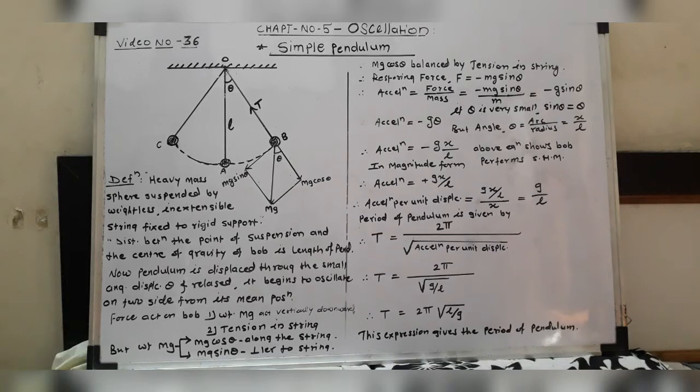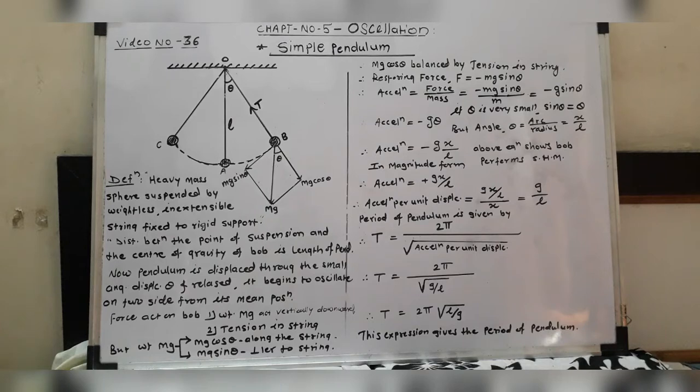The simple pendulum is defined as a heavy mass sphere which can be suspended by a weightless and inextensible string which is fixed to a rigid support. Now you can understand this pendulum. You know that the pendulum is what? Simple pendulum, the heavy mass sphere which can be suspended by weightless and inextensible string and which is fixed to the rigid support is called a simple pendulum.